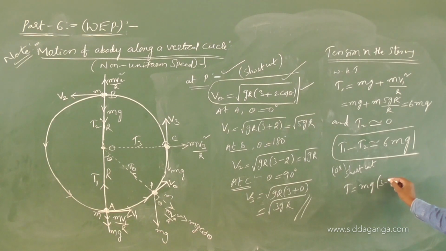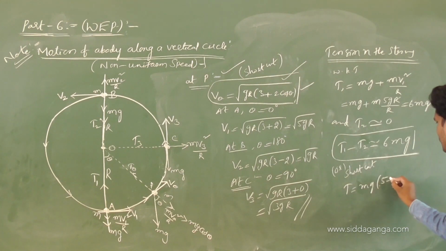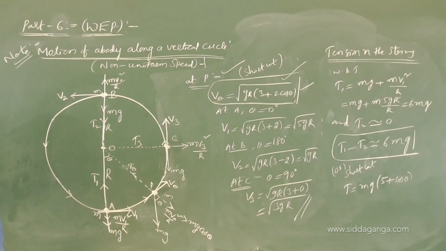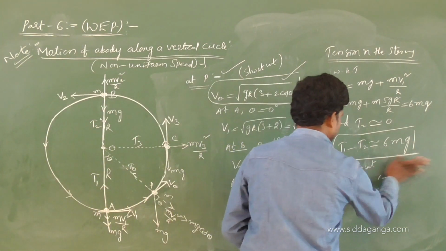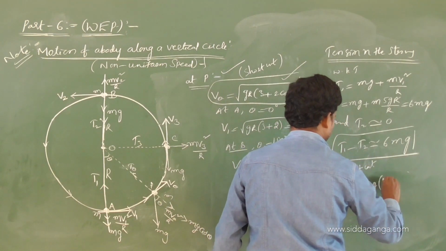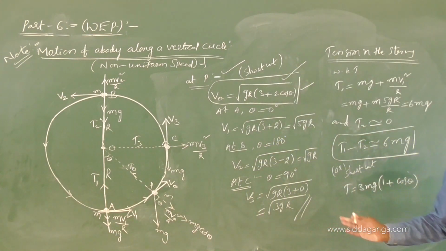Let me check this shortcut now. T equals 3 mg plus 3 mg cos theta, that is, 3 mg (1 + cos theta). Use this shortcut, 3 mg (1 + cos theta). We can derive this also, I can derive this in a matter of some steps.